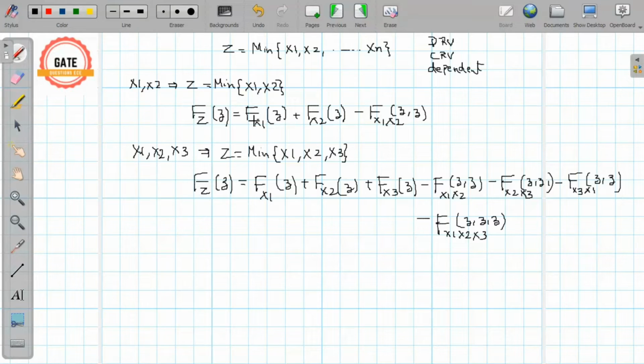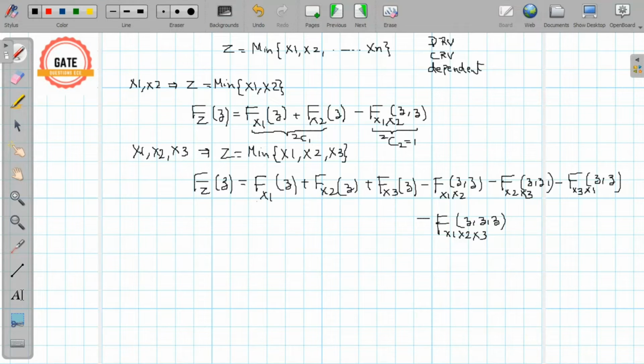Now if you observe, these are 2C1 combinations. Out of 2, when we choose 1, so these are 2C1 possible combinations. And this is out of 2, we are choosing 2. So these are 2C2, which means 1, because 2C2 will be equal to 1.